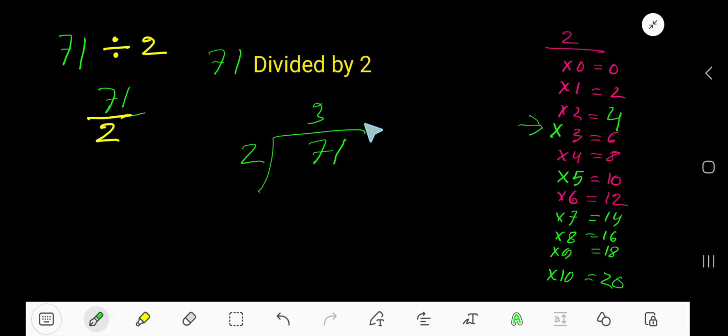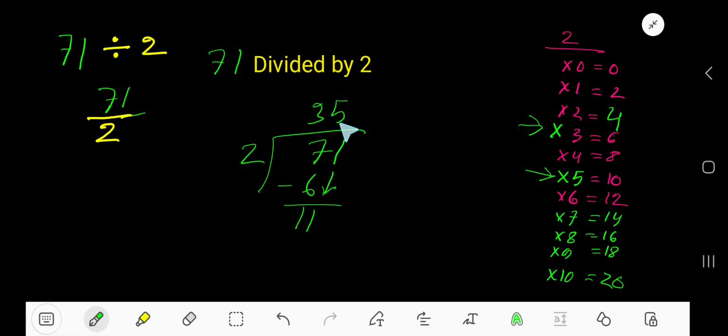If you multiply 3 times 2, that gives us 6, right? 6. Subtract, 1. Bring down this 1. 2 goes into 11 how many times? Look, 5 times 2 is 10, 6 times 2 is 12. So we need to stop here.